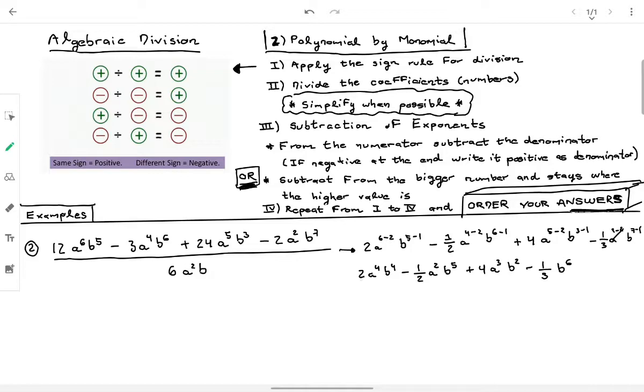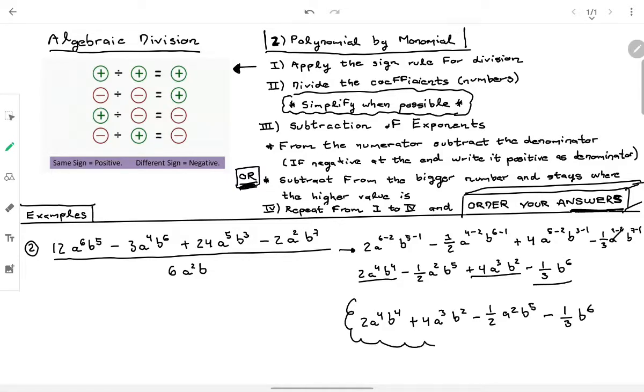So in this case, we will start with those that have a, but with the biggest power. So we'll start with 2a to the 4th, b to the 4th, then plus 4a cubed, b squared, then minus 1/2 of a squared, b to the 5th, and now finally this term, because it doesn't have a, minus 1/3 of b to the 6th.